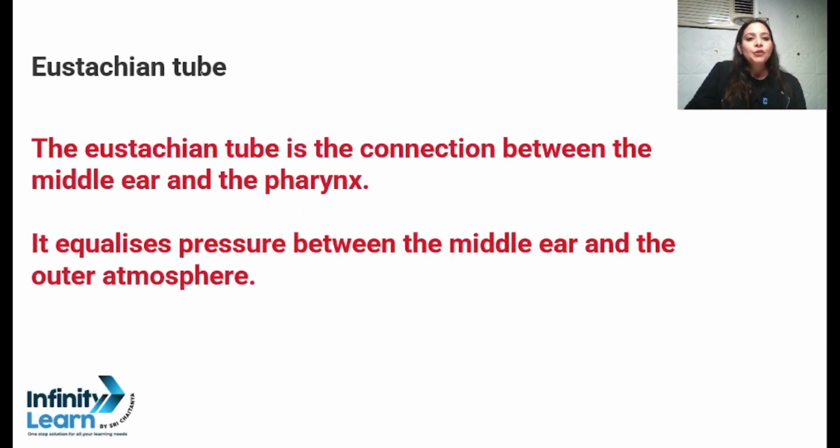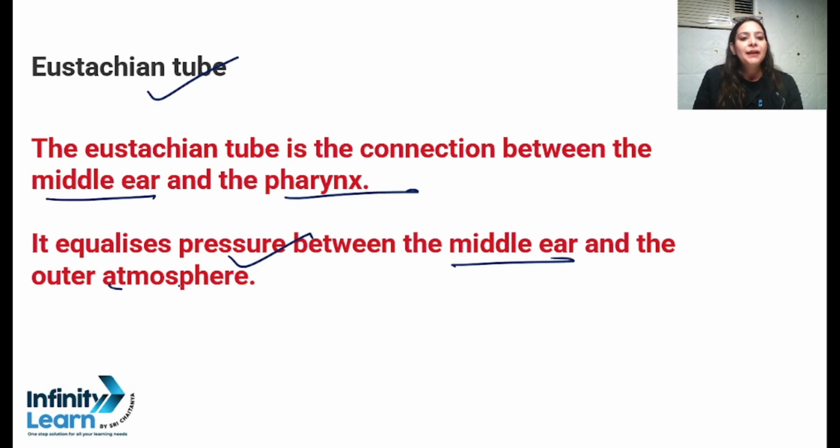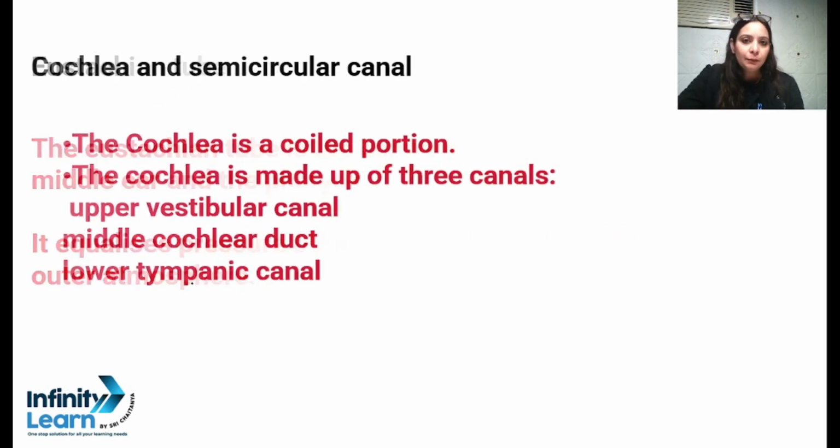Then we have eustachian tube. Now let me tell you that there is a tube. Sometimes you feel that your ear has got blocked. You're not hearing the sound according to their volume. And sometimes you feel that when you yawn or something, that your ear has just opened. So that is the eustachian tube. Eustachian tube connects middle ear and pharynx, right? And it is meant to equalize the pressure between the middle ear and the outer atmosphere. It's very important. Then we have cochlea and semicircular canal.